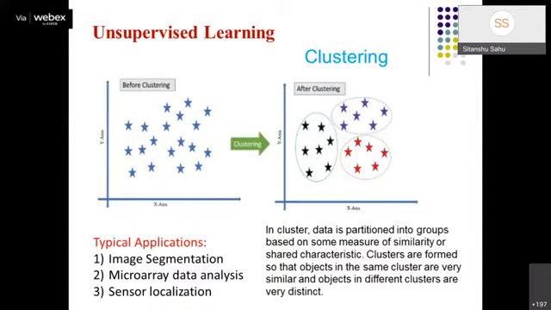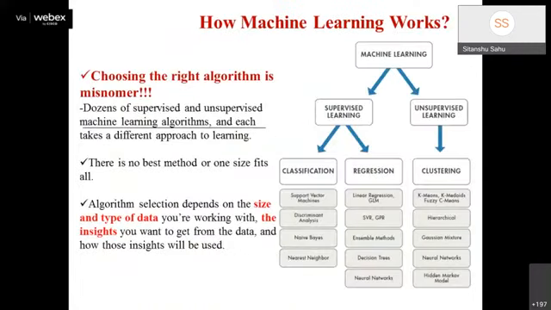So here we don't have any supervisor which tells us to predict the labels. We only have the data, and based on the data pattern itself, we are trying to segregate it into different clusters. So these are some of the concepts of machine learning algorithms.